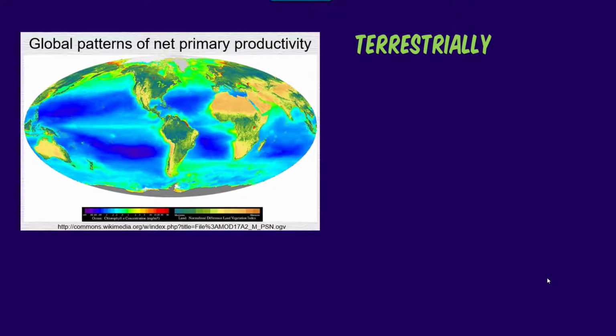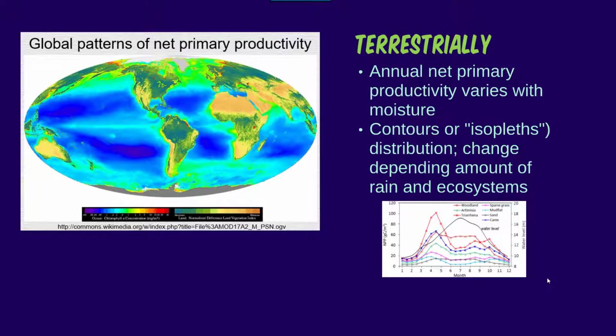In first taking a look at global patterns of net primary productivity and focusing on the terrestrial applications, we oftentimes want to understand the annual net primary productivity and the fact that it will vary oftentimes with moisture. Contours or isopleths of this distribution demonstrate throughout the year how the change is going to be dependent on the amount of rain and the type of ecosystem. So net primary productivity is closely tied to the amount of water, which is why it's important to understand water availability as well.